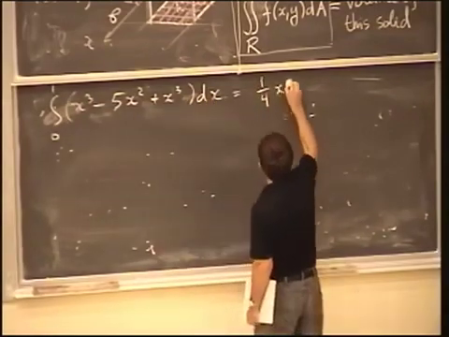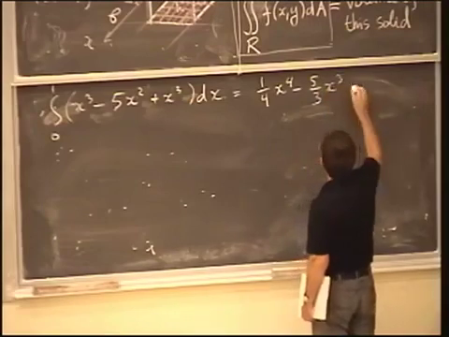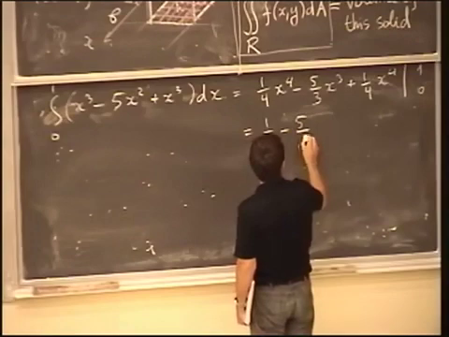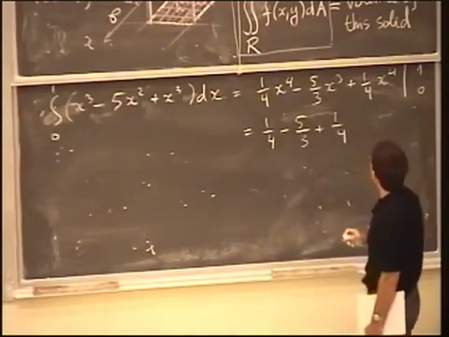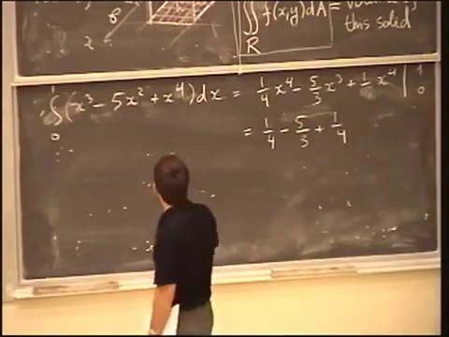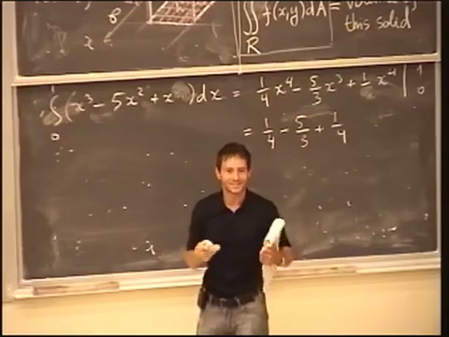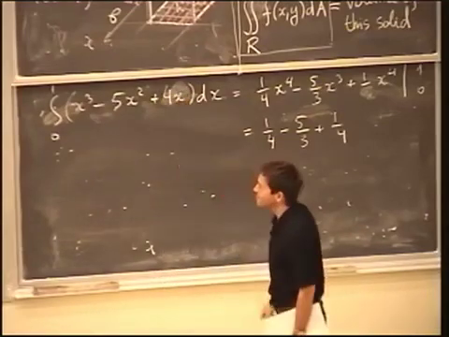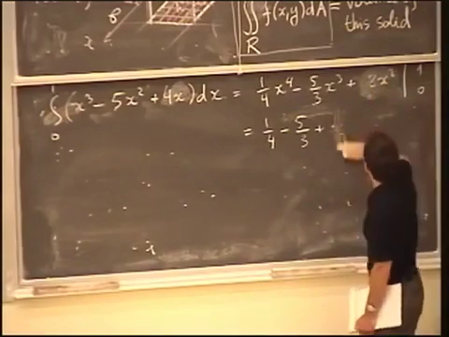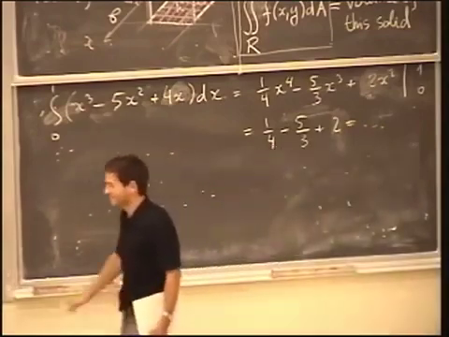So that's 1/4 x to the 4th minus 5/3 x cubed plus 2x squared, from 0 to 1, which is 1/4 minus 5/3 plus 2. Is that okay? Okay, and then I'll let you calculate this.